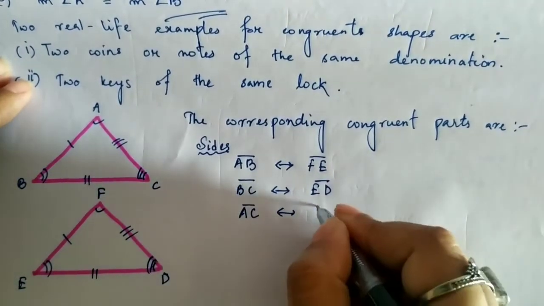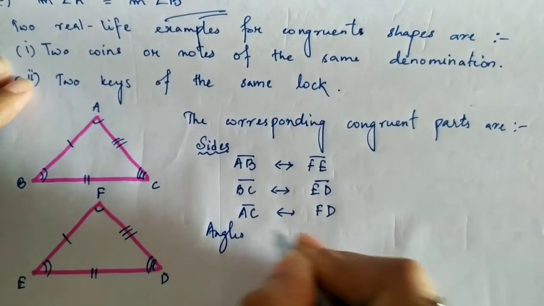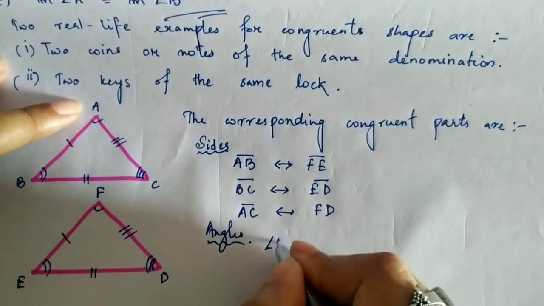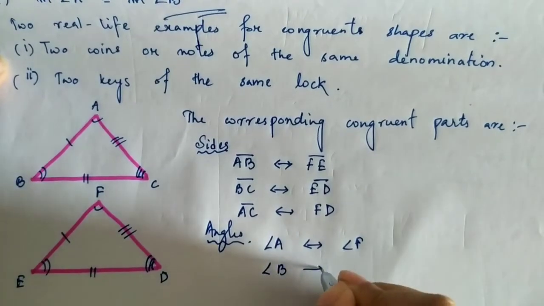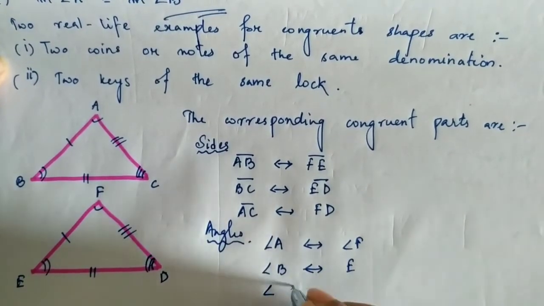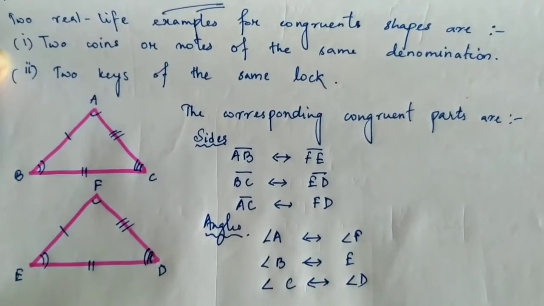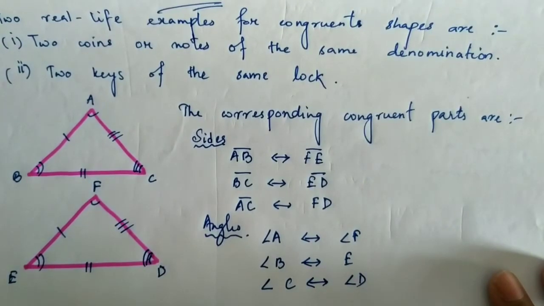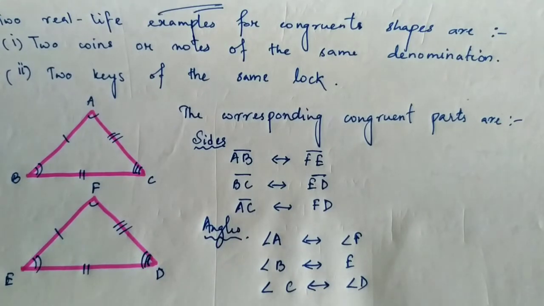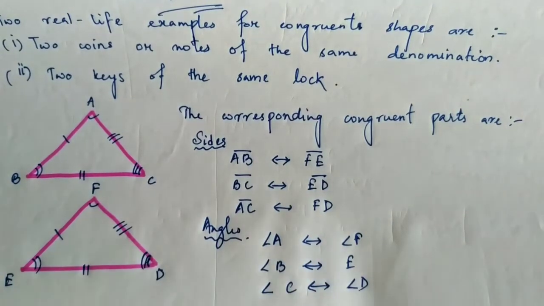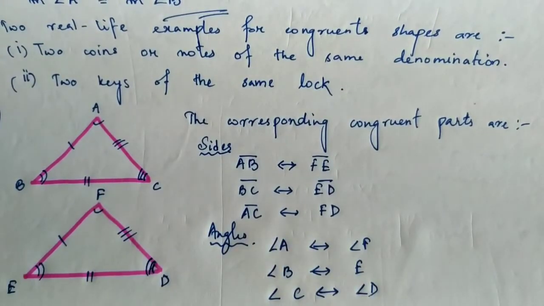Okay, for the angles, what you can write? For the angles you can write angle A corresponding to angle F, angle B corresponding to angle E, and angle C corresponds to angle D. And about the vertices you can write point A is congruent to point F, B to E, and point C to D. So you can write down the corresponding congruent parts. This is the way you have to write down the corresponding congruent parts. Please make sure that you draw the diagram with scale and pencil.